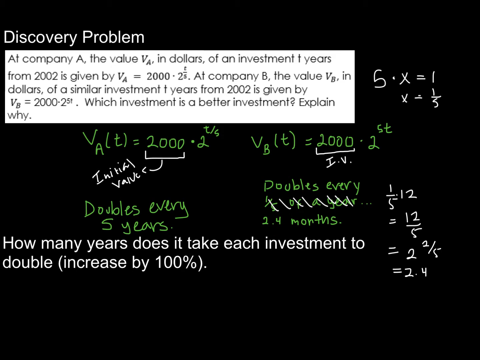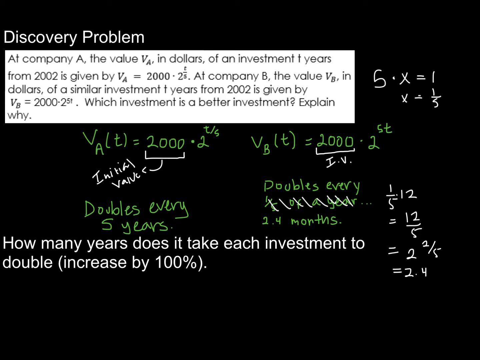So in other words, finding out what 0.4 out of 30 or 31 would be. But for our purposes, 2.4 months will be just fine in clearly identifying how often that investment doubles. Now, what I want us to take away from this discovery problem is how a description in words is translated into the mathematical function. Clearly, the initial value is easy to see here, but if I told you something doubled every 5 years, you might not guess that I could write it as 2 to the t over 5.